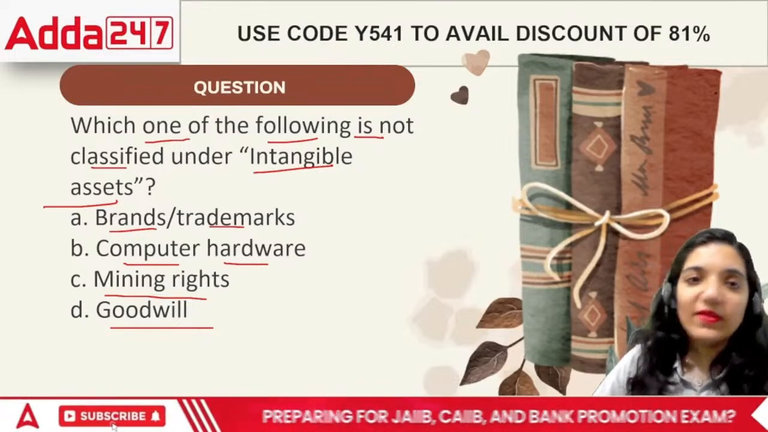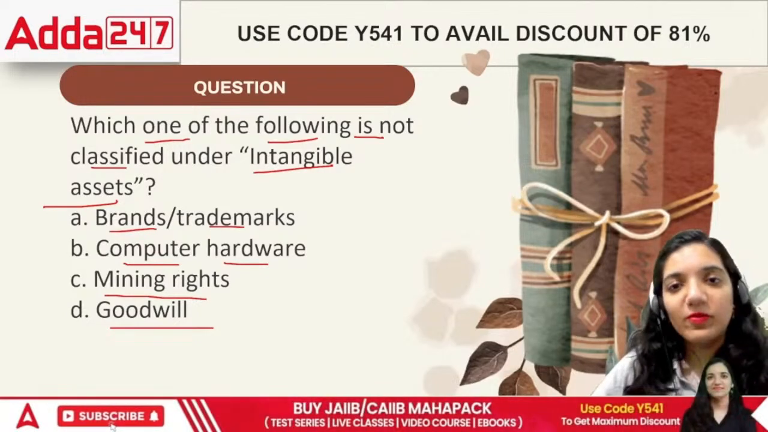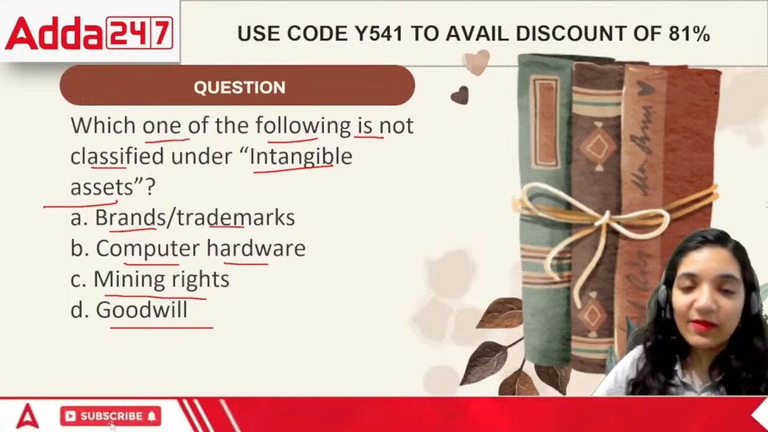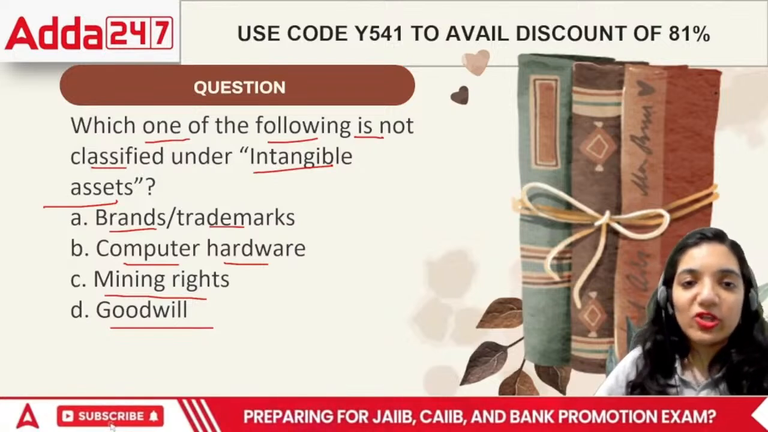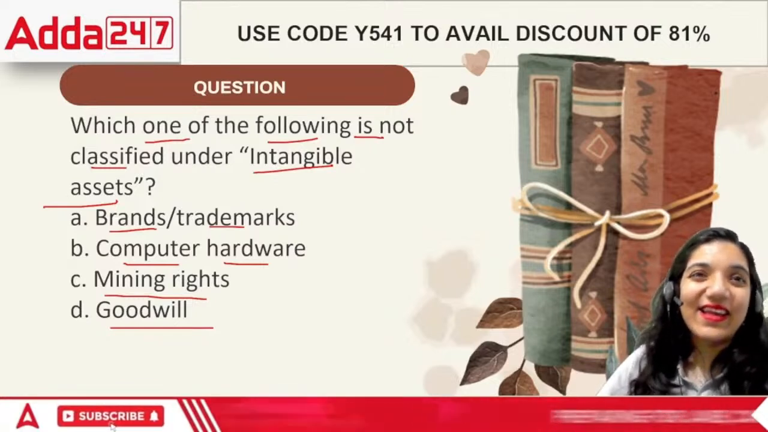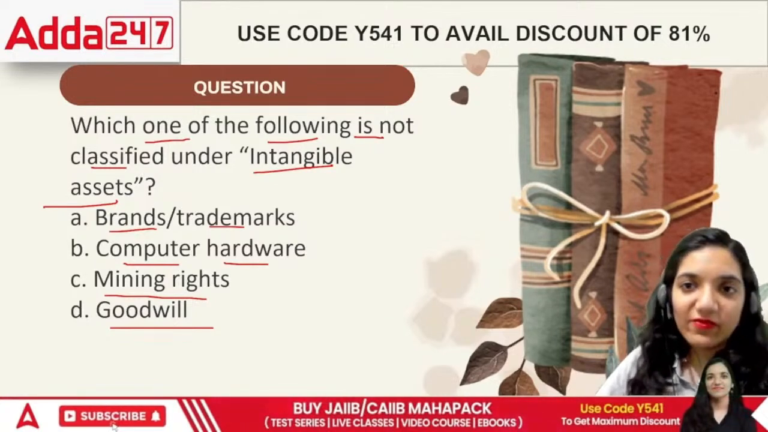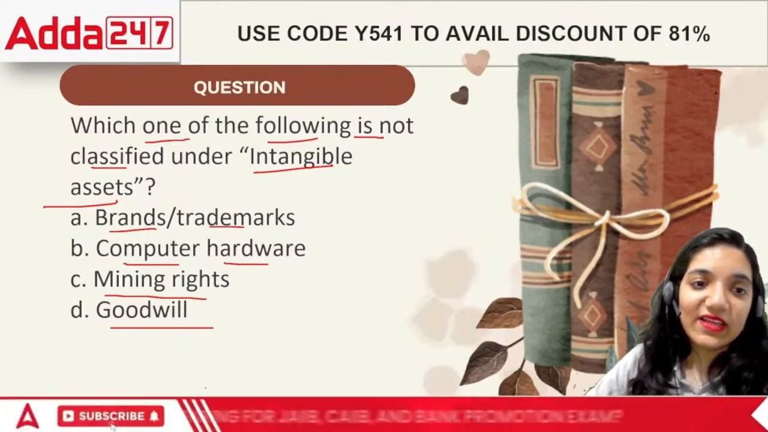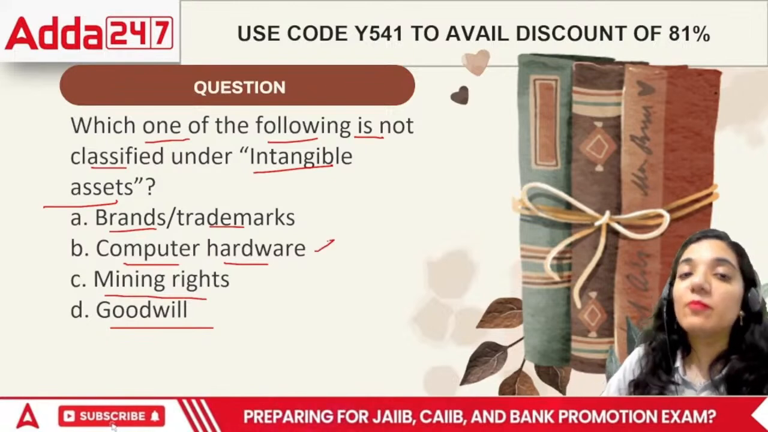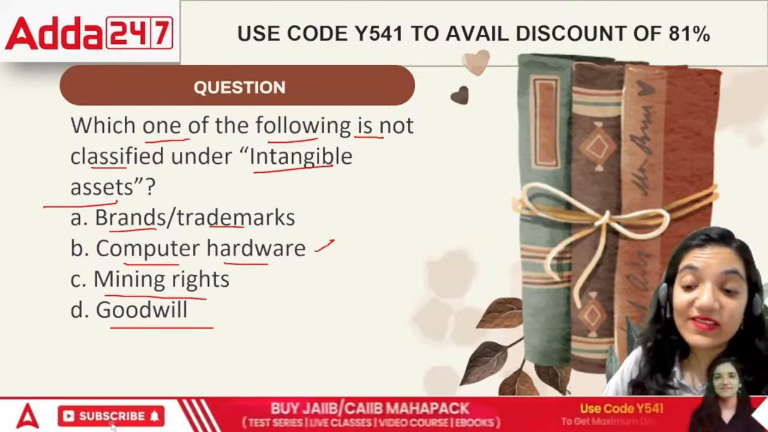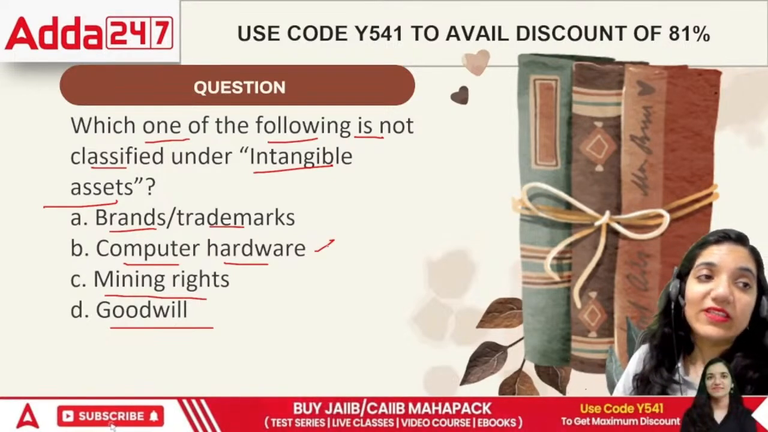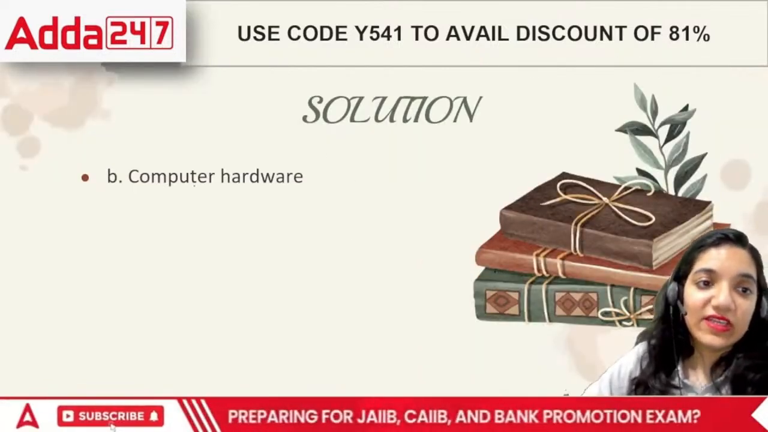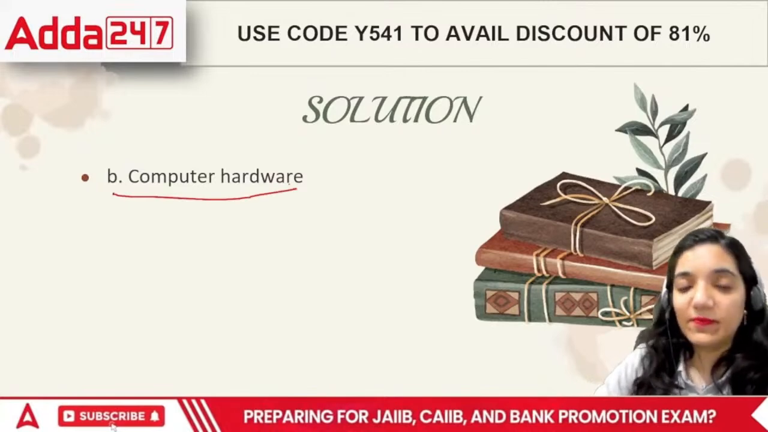In actual, the logo can be touched in terms of printed form, but can you really touch that particular right that the company has? Then goodwill, the reputation of the organization, cannot be touched. Mining rights are basically a right to extract from that particular mine. Again, these things cannot be touched at all. So in this case, the correct answer would be computer hardware, because we can touch the hardware. The printer, mouse, these are all things that can be touched. So it is computer hardware.